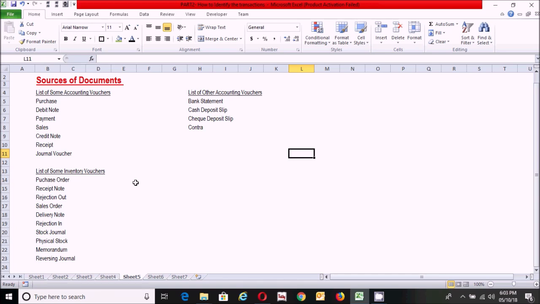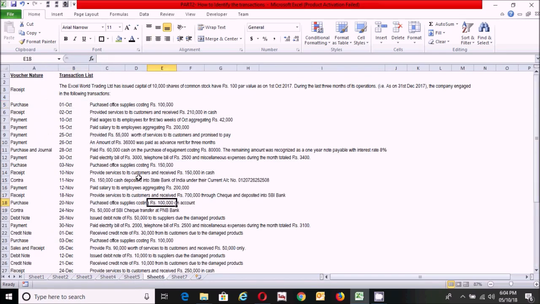I am going to show you all the transactions of Excel World Trading Limited during the last 3 months of its operation, including their initial capital and adjustment transactions as on 31st December 2017. This is the list of transactions of Excel World Trading Limited, with their sources of document or voucher mentioned on the left side of the sheet.